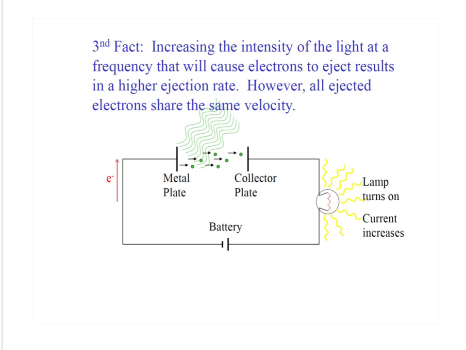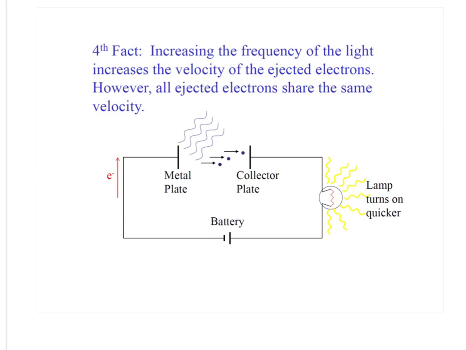All right, increasing the intensity of a light at a frequency that will cause electrons to eject results in a higher ejection rate, but all ejected electrons share the same velocity. So again, you'd think that shining more light with a frequency of 5.1 times 10 to the 14 hertz, I'm just making that up, will cause the electrons to eject with higher velocity as more light waves are hitting the surface, but it doesn't. It does result, though, in a higher ejection rate.